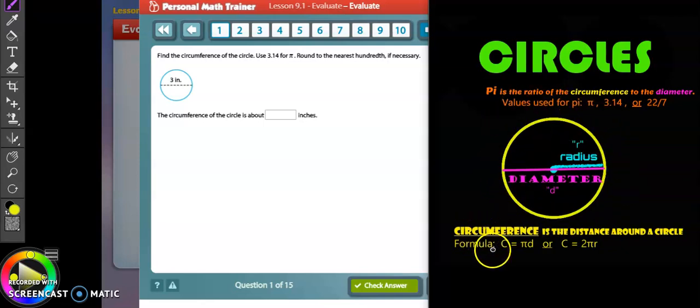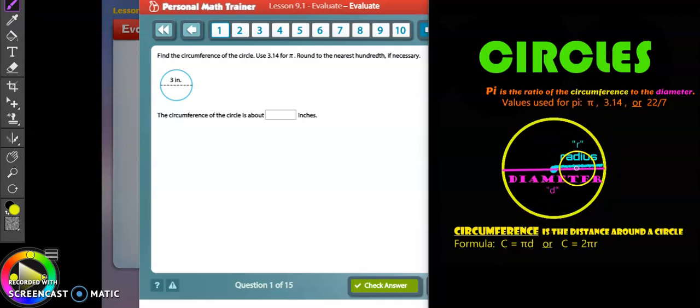Alright, and the only formula you're really going to need to know is the formula to find the distance around a circle. So to find circumference, you have to take pi, which you can use any one of these values for pi. And pi is just the ratio of circumference to the diameter. If you know what the circumference is, and you divide by the diameter, you should get a number close to 3.14, if not right on.